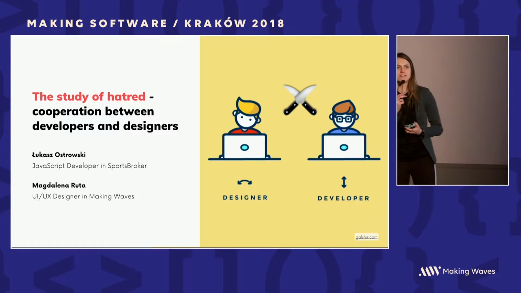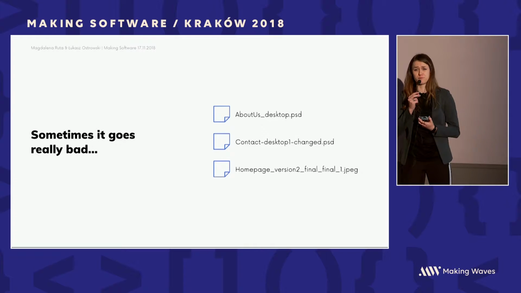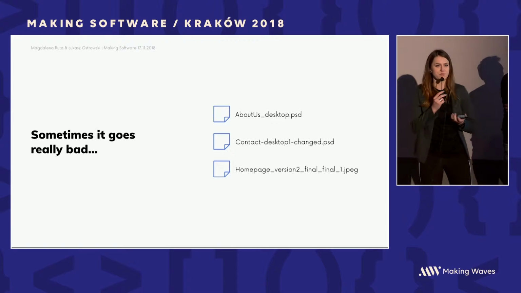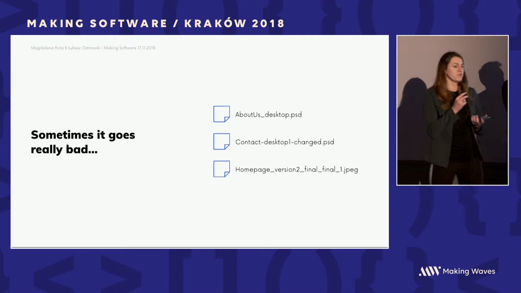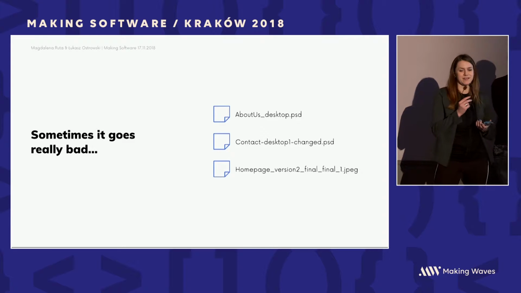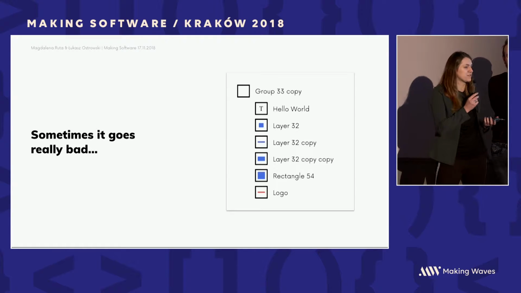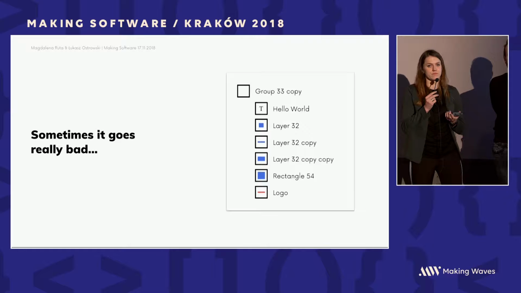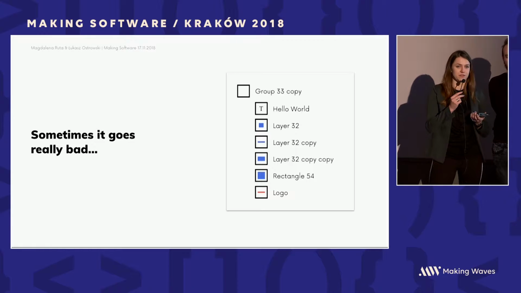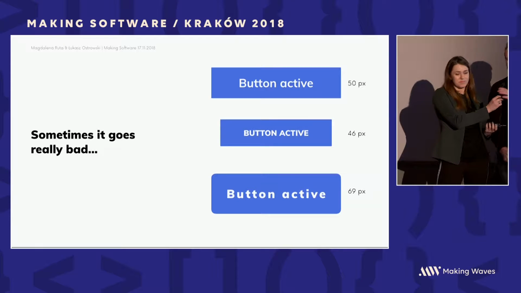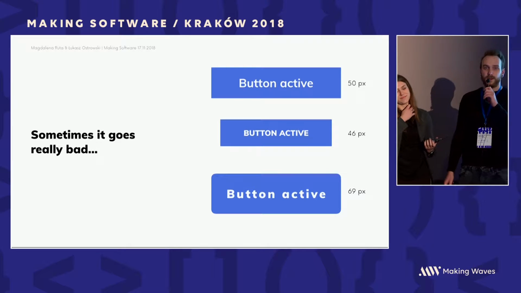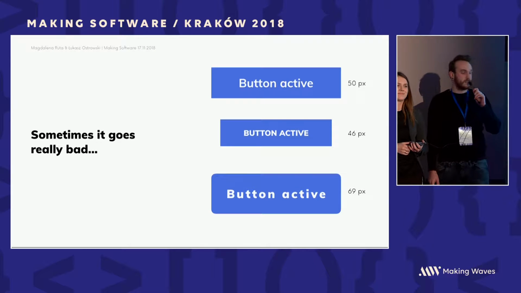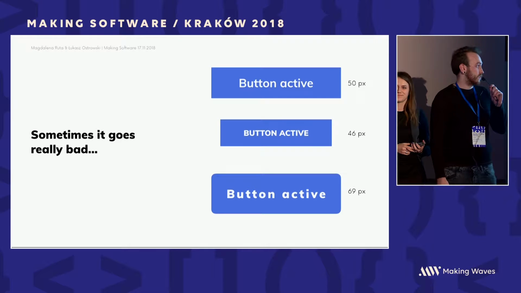Okay, so first of all, we know that sometimes it goes good, sometimes it goes really, really bad. So, for example, you have files and folders with names which are not really clear about what they contain. And later you have different layers called layers, and groups called groups. And when you want to drag one of them from one place, you don't really know which one you are trying to choose. Also, sometimes you want to implement some button or other component, and then you realize that there are plenty of simple primary buttons in your layout, and you don't really know what to use.